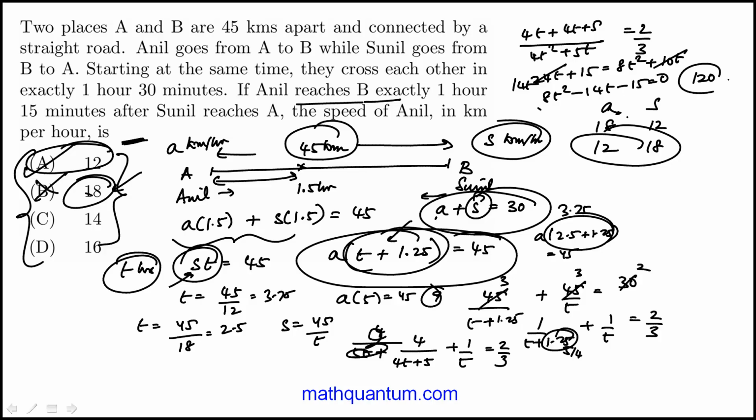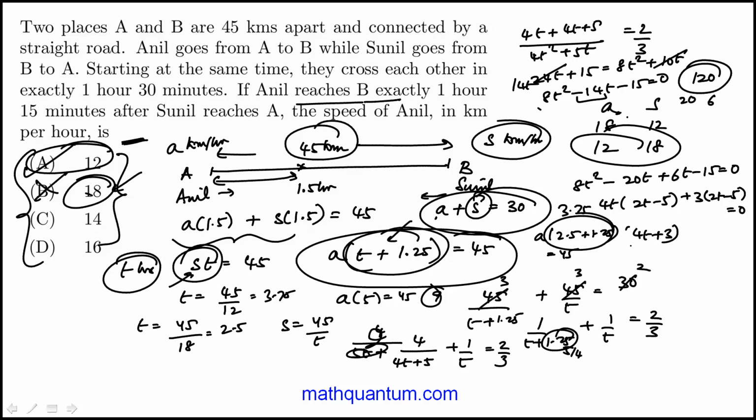15 times 8 is 120, and then I'm going to get rid of 20 and 6. That will give me the 14 here. Pardon my mess here, but you should know how to do all of these steps as quickly as possible. So it factors, and since T has to be positive, we get T is 5 over 2. Then we can figure out A from that. S would be 45 times 2/5, which is 18, and then A is 30 minus 18, which is 12.